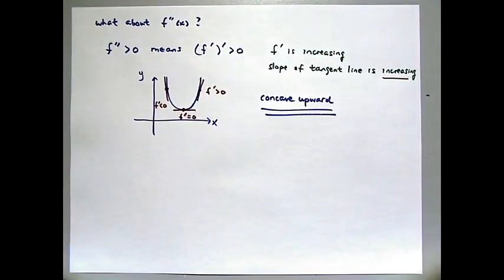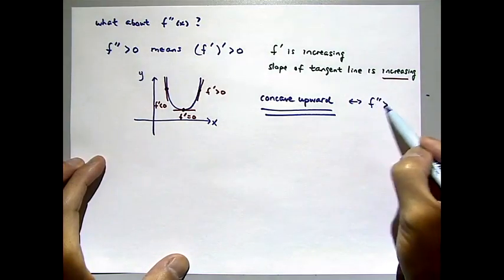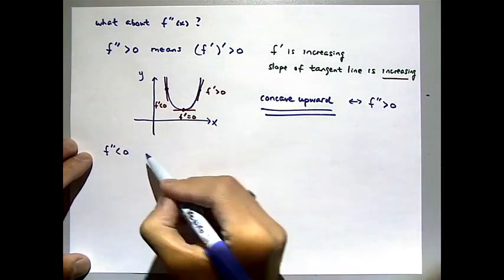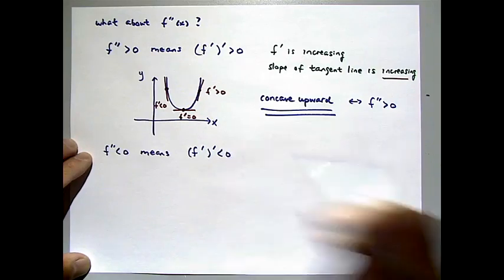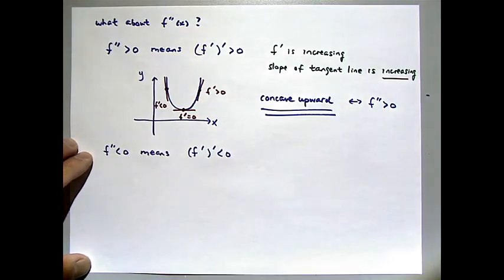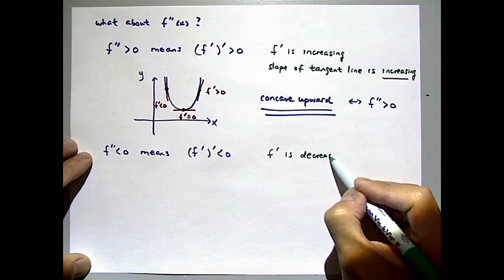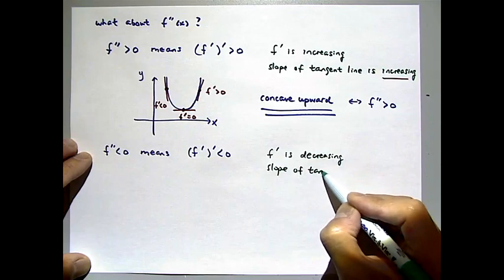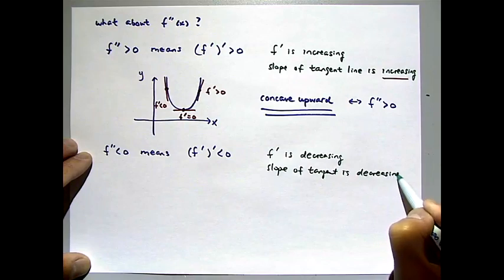Okay, you see if you move left to right, it is getting bigger and bigger. And this means f double prime is positive. F double prime negative means f prime of prime is less than 0. So that means f prime is decreasing. That means the slope of the tangent line is decreasing.